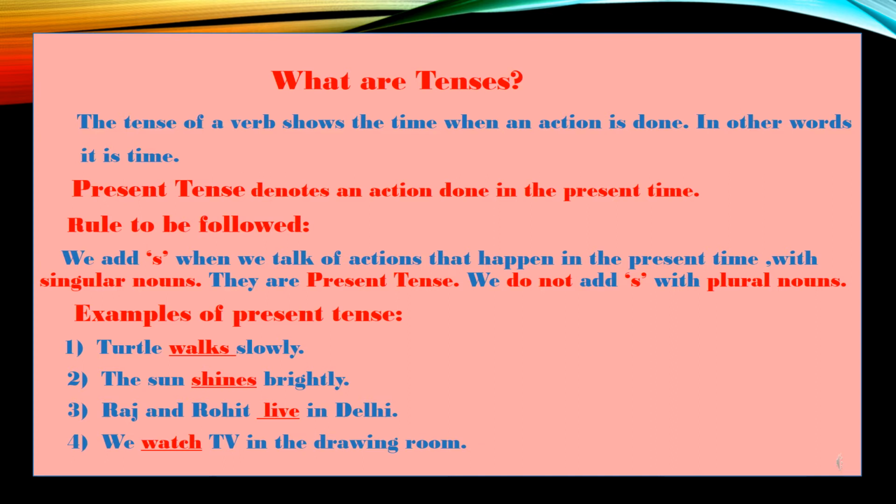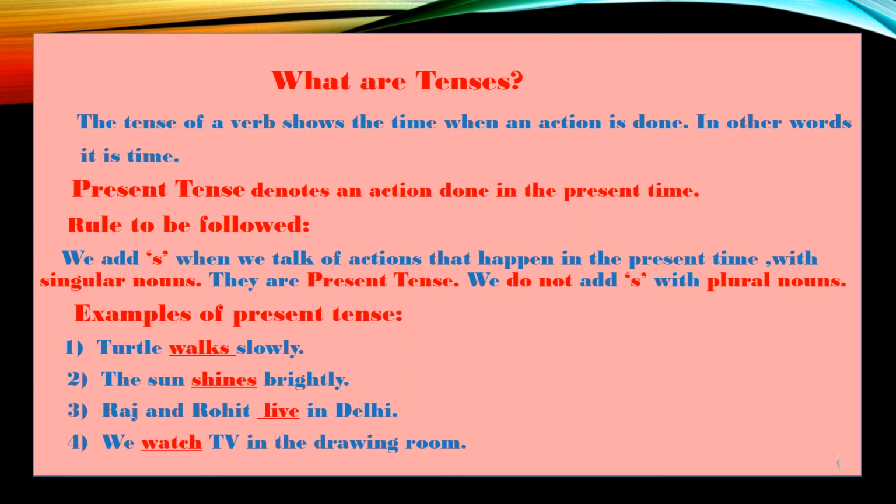Number 2, the sun shines brightly. We are talking of the sun. There is only one sun and it shines brightly. Shine is a doing word or an action word and I have added s to it to make it present tense. The sun shines brightly means the sun always shines brightly. Regularly it shines brightly.